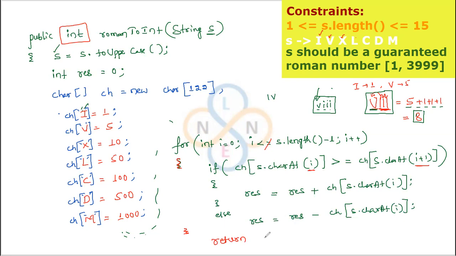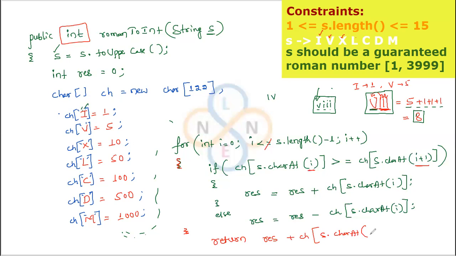Then we have to add that also, mandatory, to the result. So return result plus the character which is present at which index number? The last index number. How to get the last index number? s dot charAt. So here is one more important point.